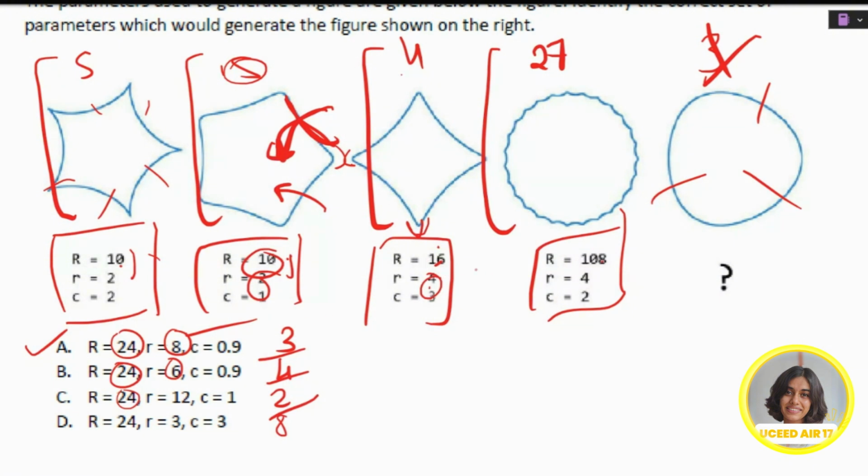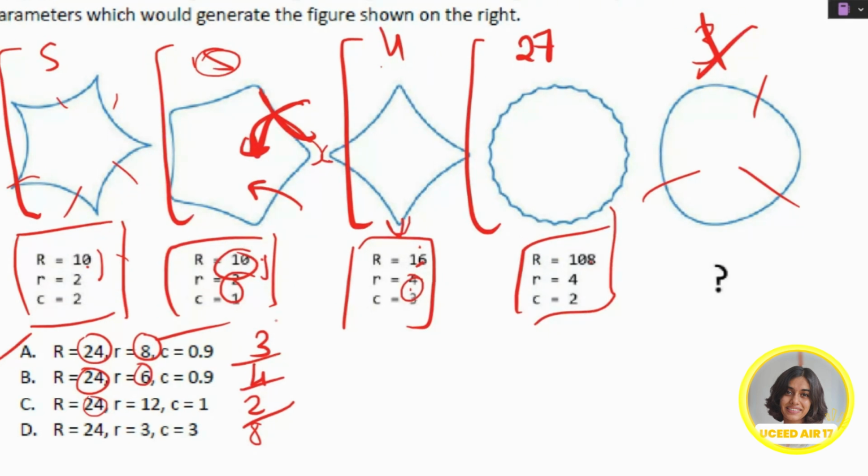I don't really want to get into the third aspect of it because we have got the answer in the first go. Why waste time? 24 divided by 8 is 3. We have got that answer. A is the answer.